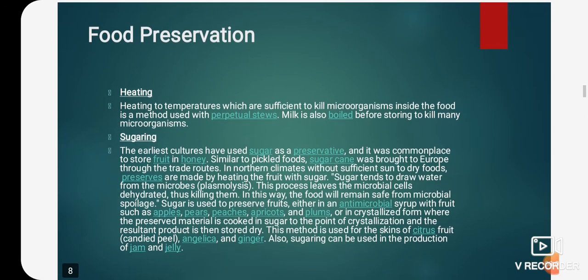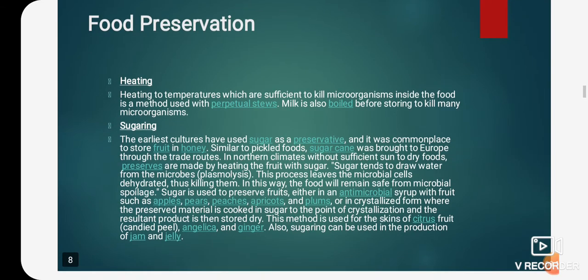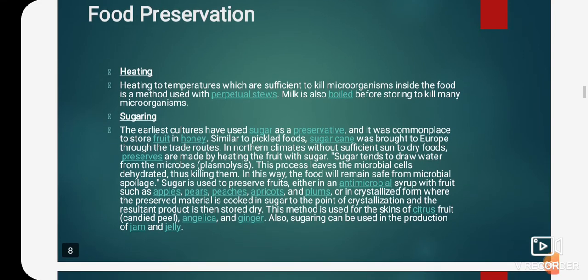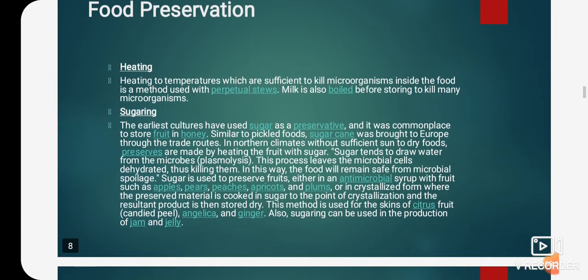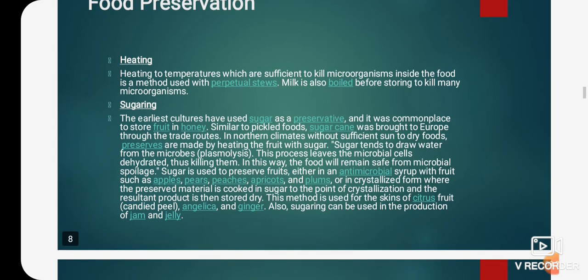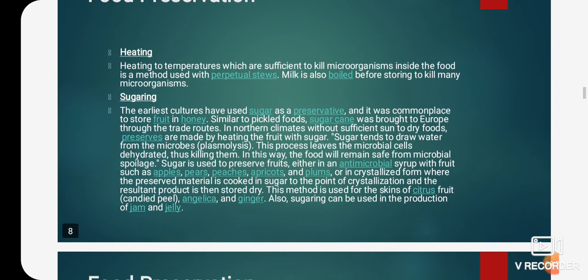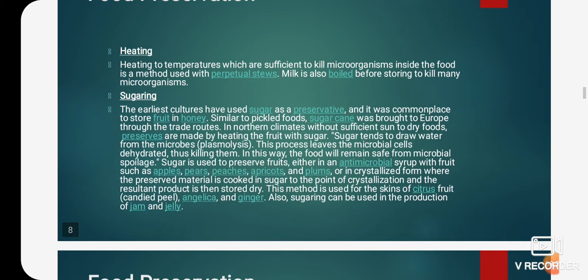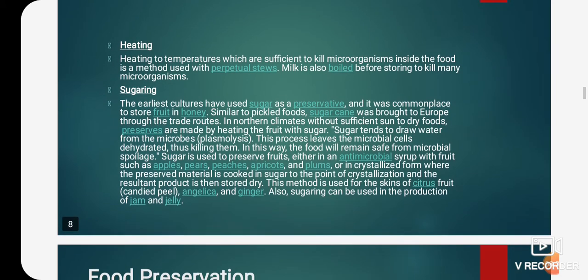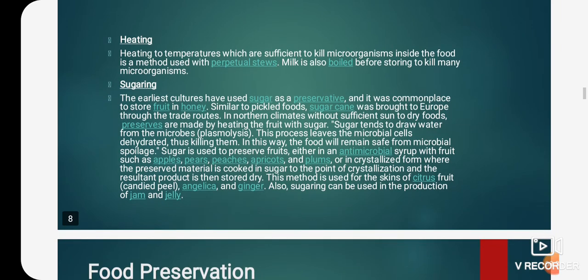Sugar is used to preserve fruits either in an antimicrobial syrup with fruits such as apples, pears, peaches, apricots, and plums, or in crystallized form, where the preserved material is cooked in sugar to the point of crystallization and the resultant product is then stored dry.